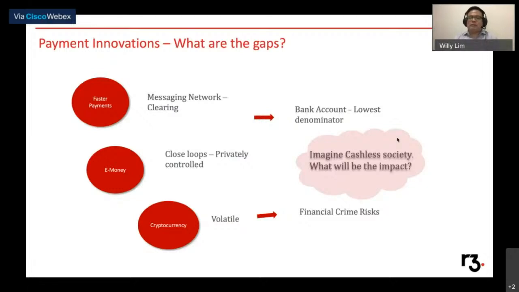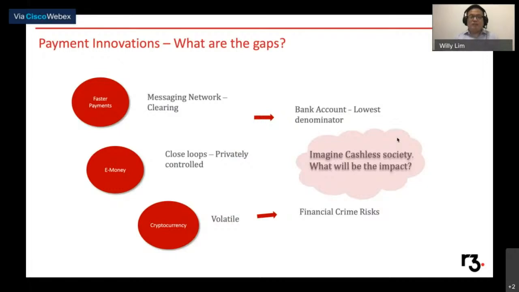Take, for example, M-Pesa in Africa, where you can only use it within their ecosystem, or GCash in the Philippines. You can also use it within their group of companies, from real estate to grocery. But outside that, you can't use it anywhere. So it creates potential risks, and it's also privately controlled.